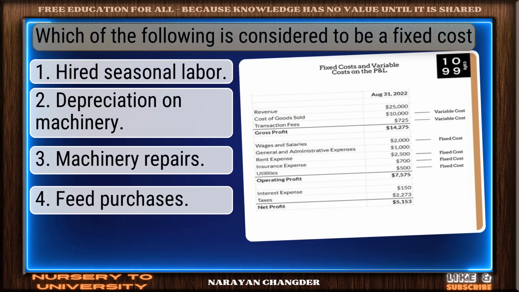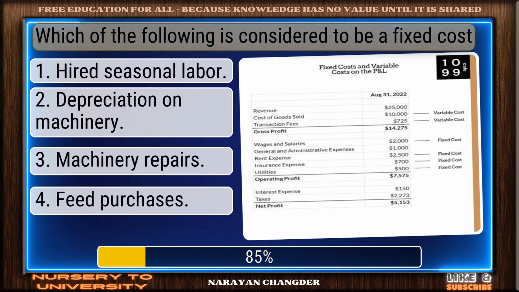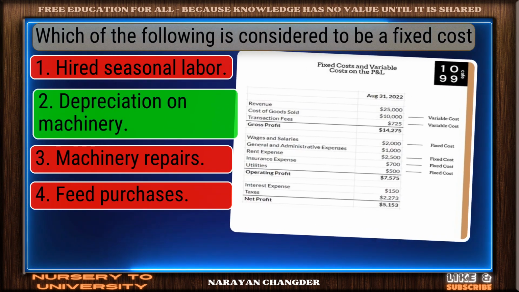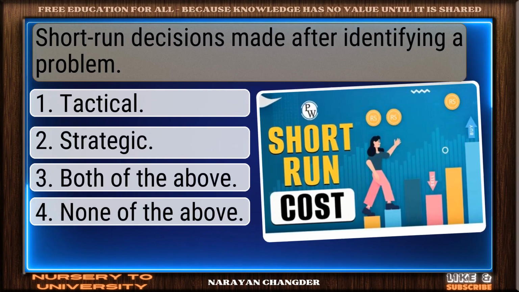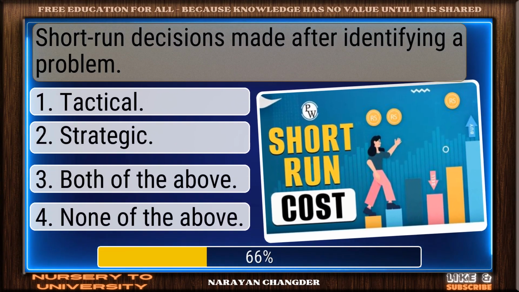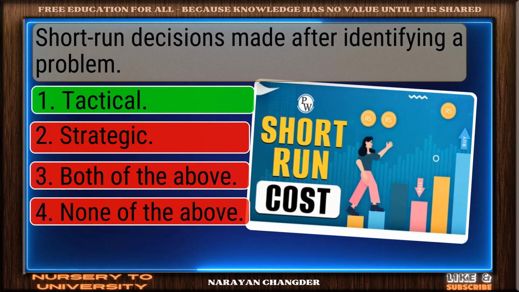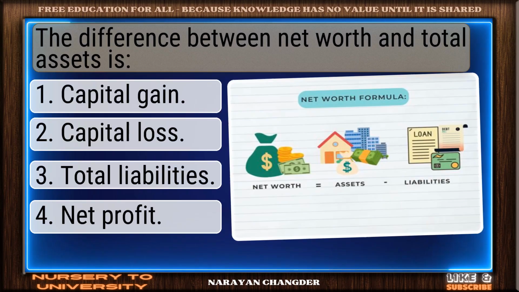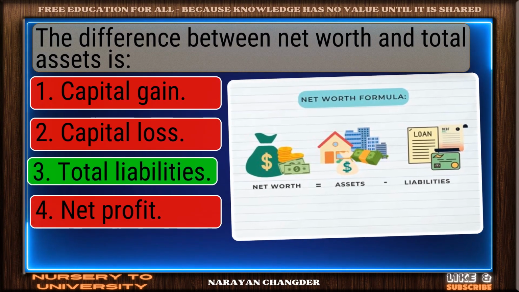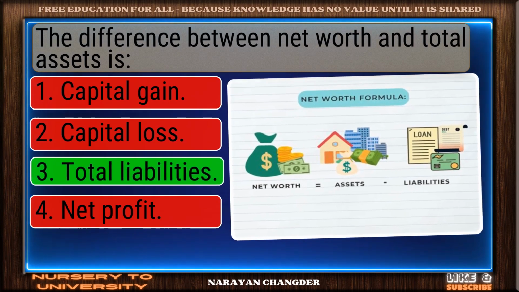Which of the following is considered to be a fixed cost? Excellent. Depreciation on machinery is a brilliant choice. Short-run decisions made after identifying a problem. You're right. Tactical is the correct answer. The difference between net worth and total assets is? Great job. Total liabilities is the accurate answer.